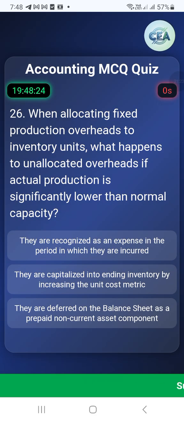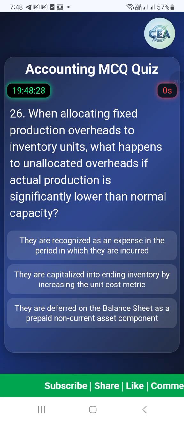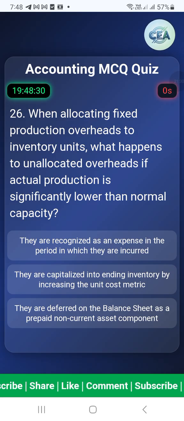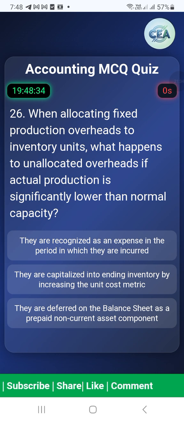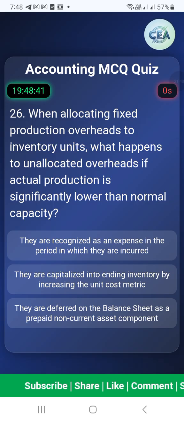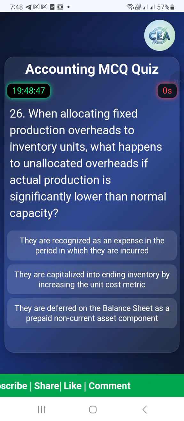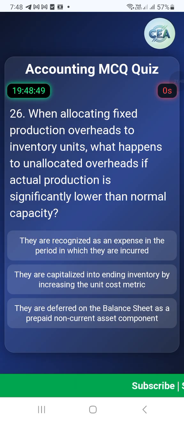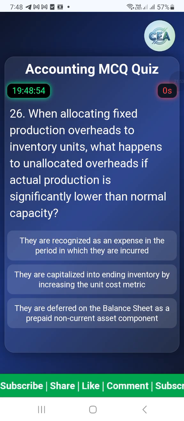26. When allocating fixed production overheads to inventory units, what happens to unallocated overheads if actual production is significantly lower than normal capacity? Option 1. They are recognized as an expense in the period in which they are incurred. Option 2. They are capitalized into ending inventory by increasing the unit cost metric. Option 3. They are deferred on the balance sheet as a prepaid non-current asset component.